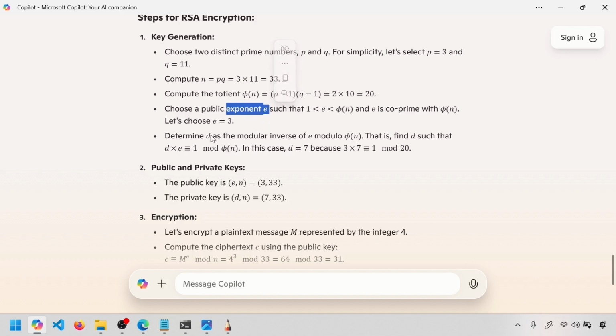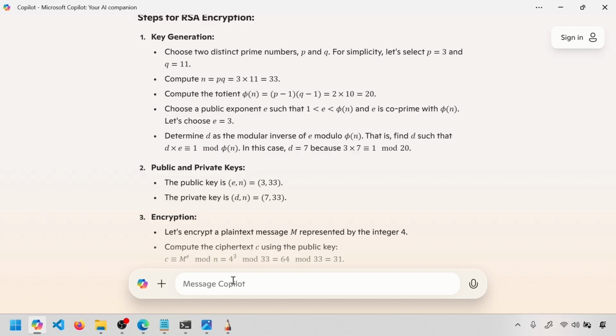Now the final one is the D, which is part of the private key, and how it is calculated. D is called the modular inverse of this particular number, E modulo phi n. This is called Euler's totient function. I'm assuming I'm pronouncing it correctly. So what is the concept of modular inverse? Basically, it needs to satisfy this particular equation: D into E equal to 1 mod phi n, or 1 mod 20 in this case.